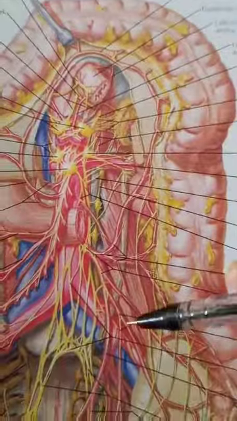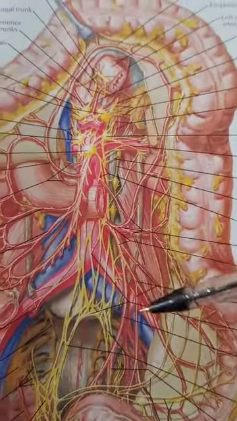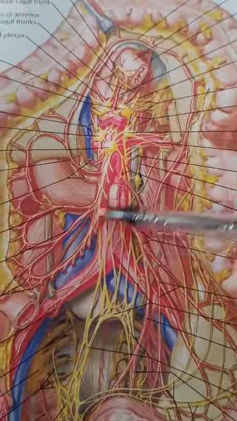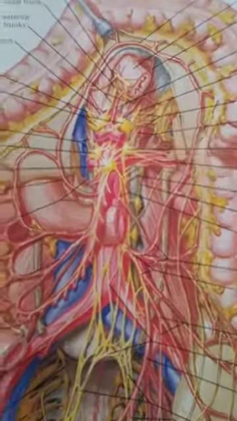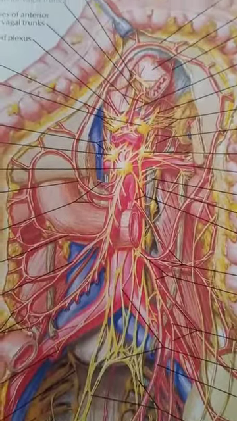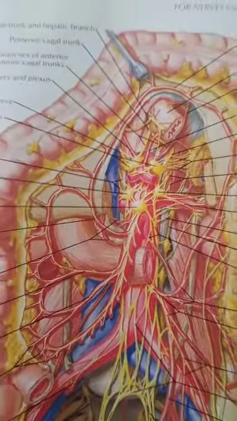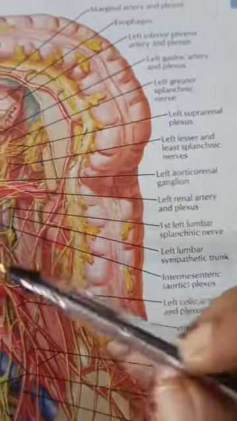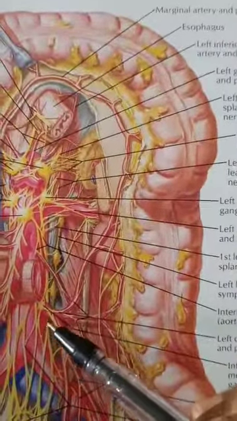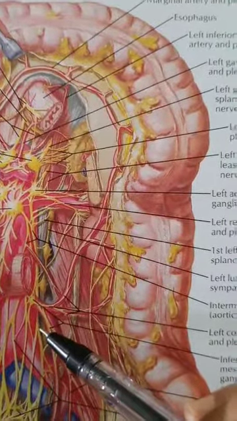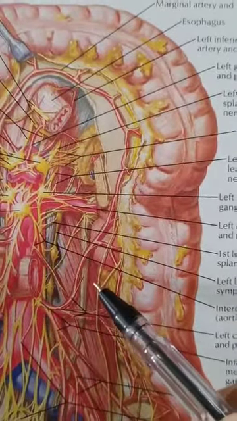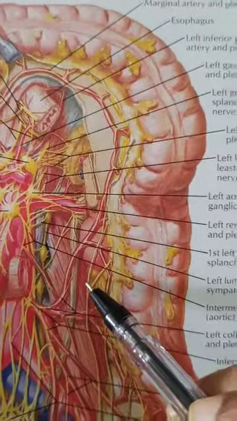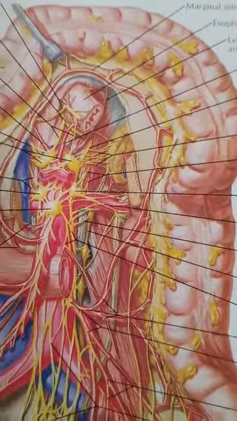Venous drainage is by the corresponding veins, through the inferior mesenteric vein and the superior mesenteric vein. Then lymphatic drainage: the lymph drains into the epiploic lymph nodes, then paracolic lymph nodes, then intermediate lymph nodes, then terminal lymph nodes.